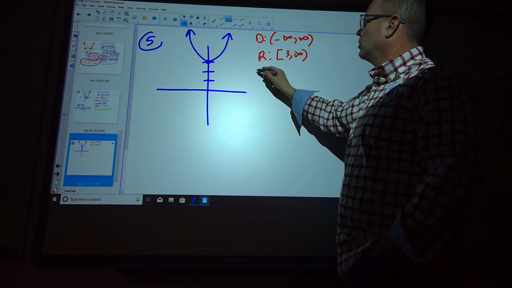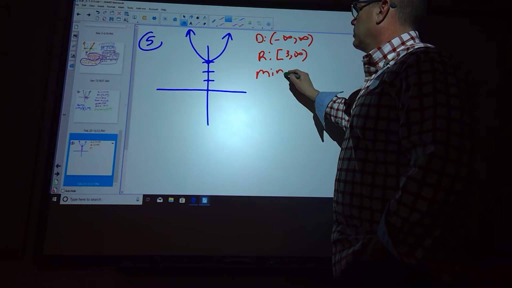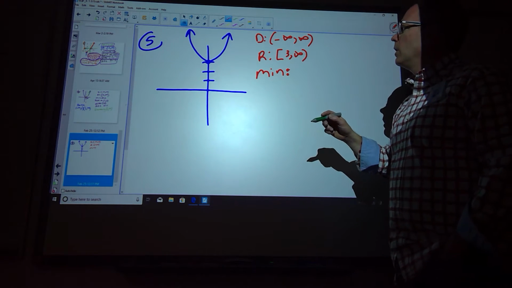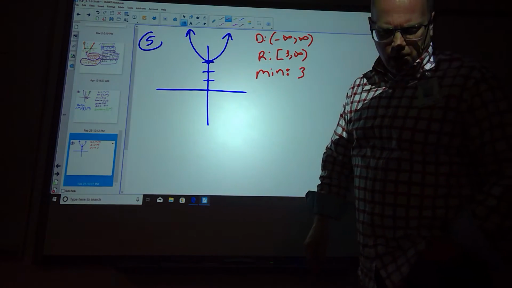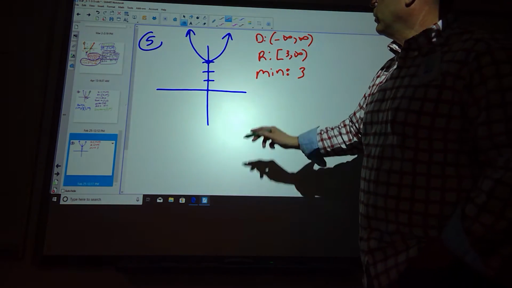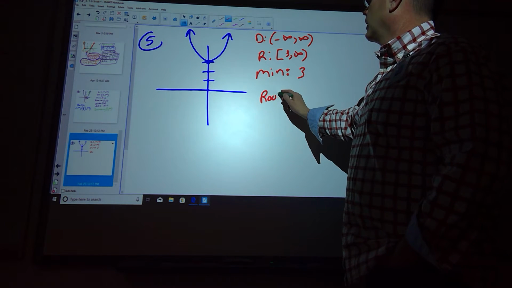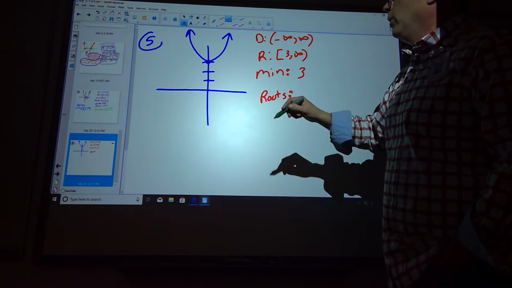The min or max, well, we have a minimum. So what's my minimum value? 3, cool. And then roots. Okay, now this one's going to be a little bit different on the roots.